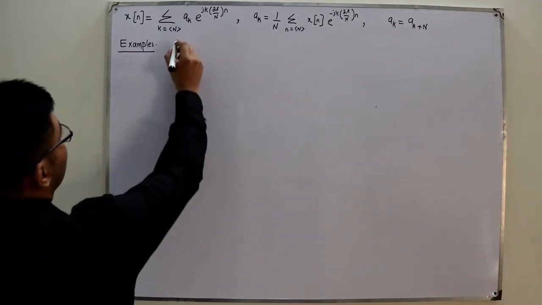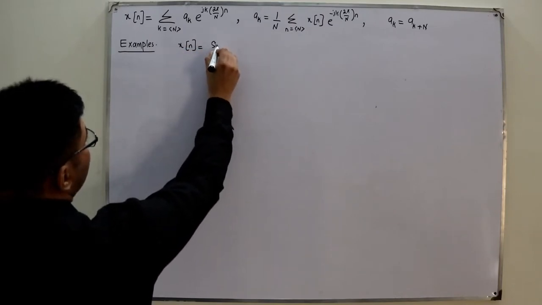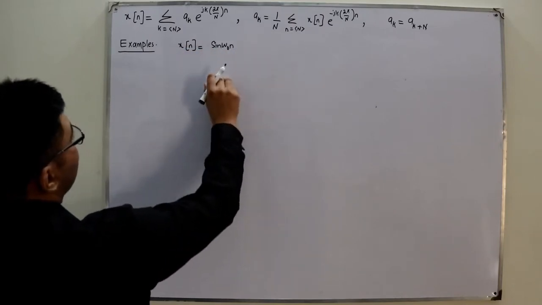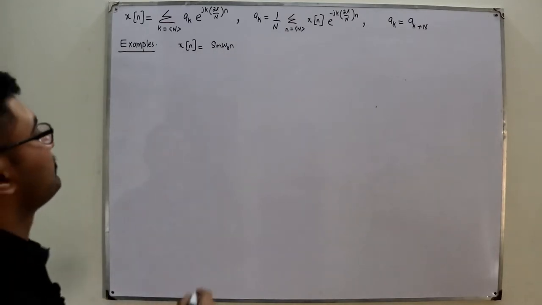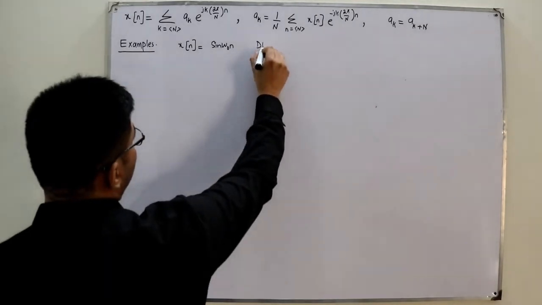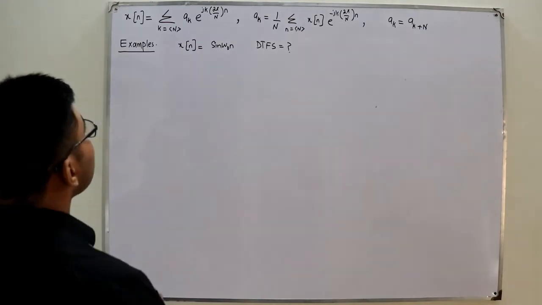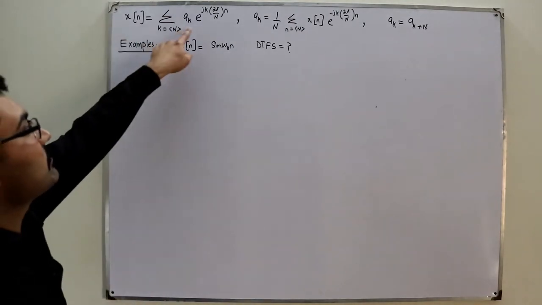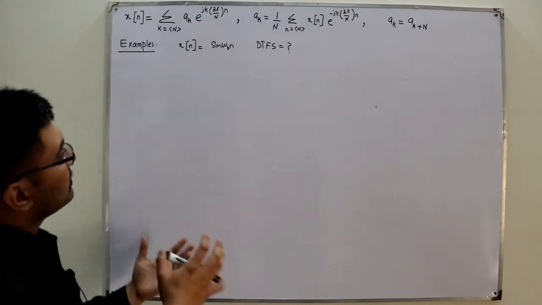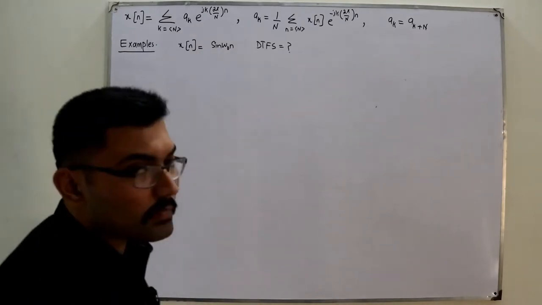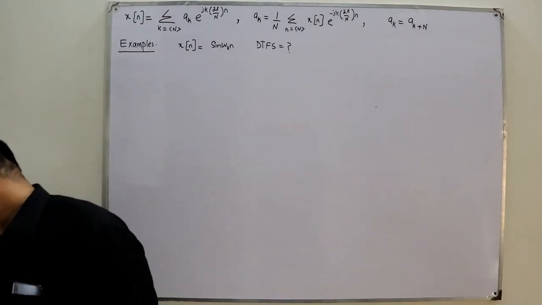x of n is sine of omega naught n. We are asked about the discrete time Fourier series. Of course we can use this equation for x of n, but first we need to know ak. This is a lengthy process for such a simple wave. We can do it with the help of Euler's theorem.